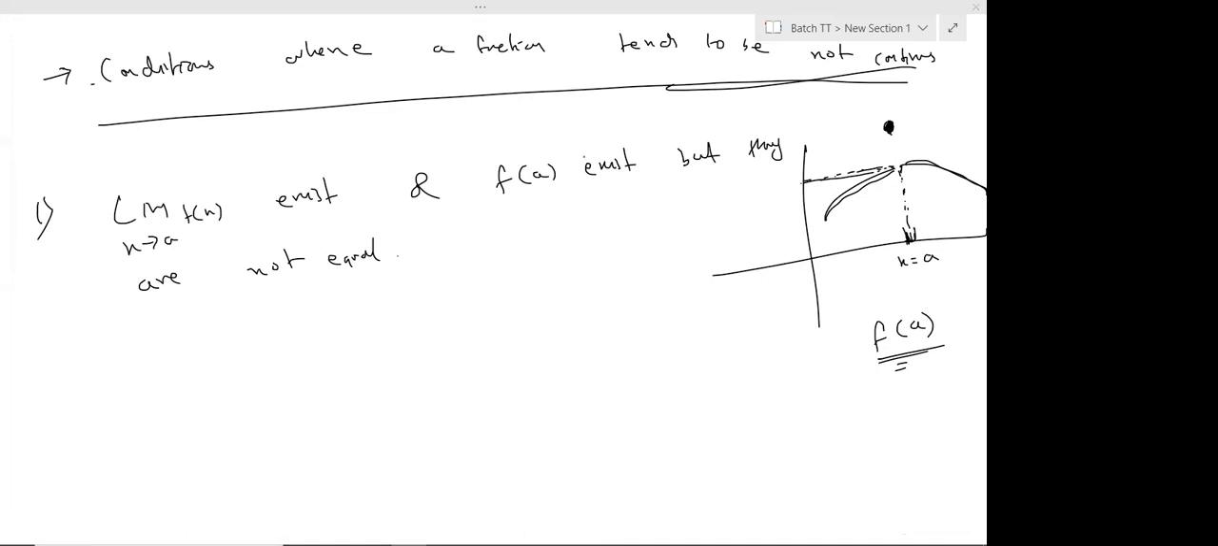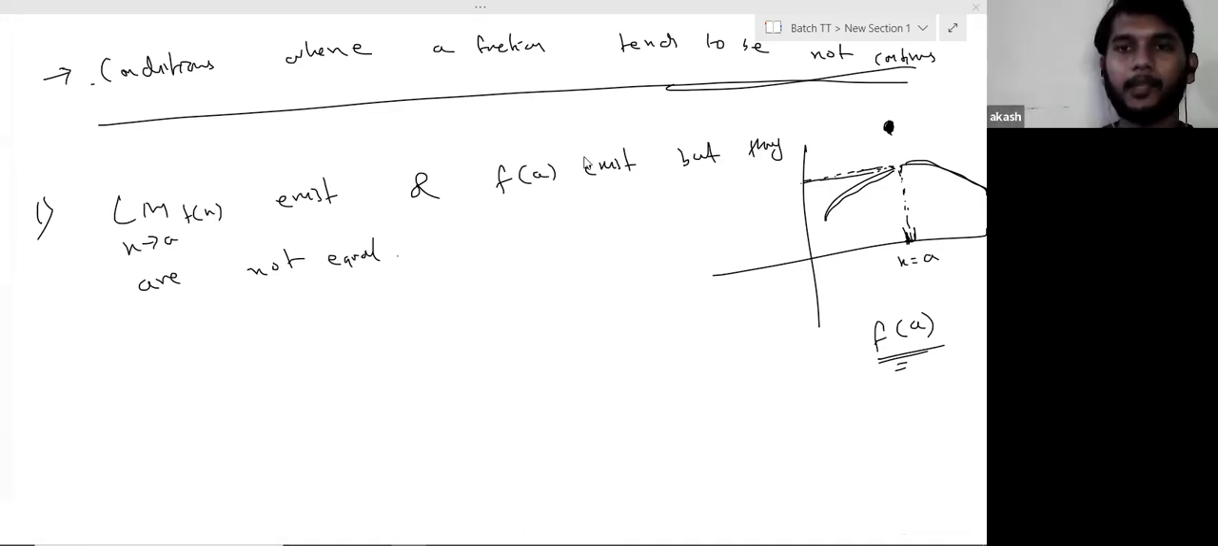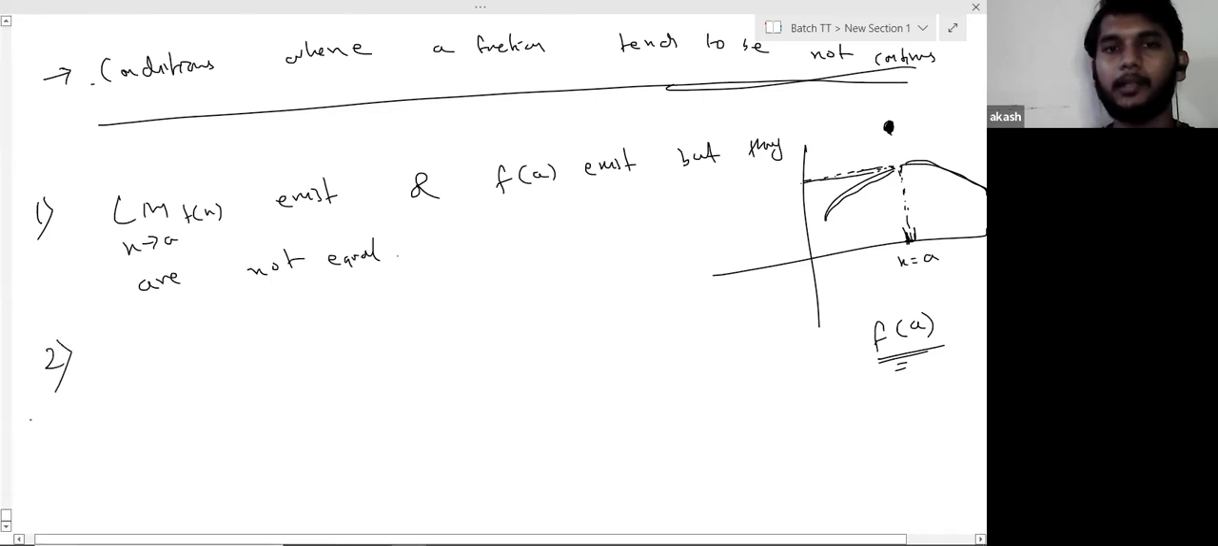So what we have to do is always find the limit, then find f of a. If those are equal, then the function is continuous. What is the second case possible? The limit may not exist. The limit itself may not exist.